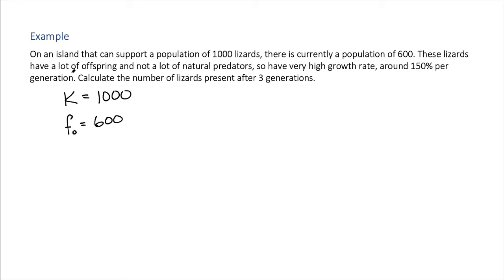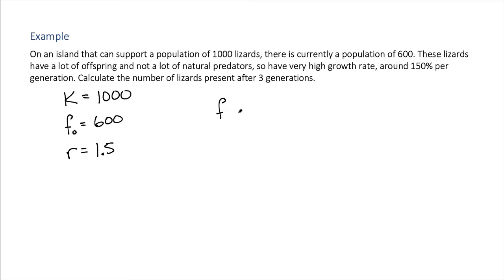These lizards have a lot of offspring and not a lot of natural predators. So they have a very high growth rate, which is 150% per generation. Okay, so that's R. We're growing by 150%, which is 1.5. Calculate the number of lizards present after 3 generations.